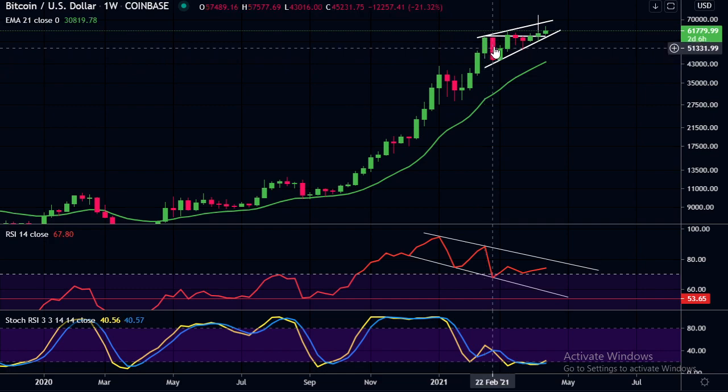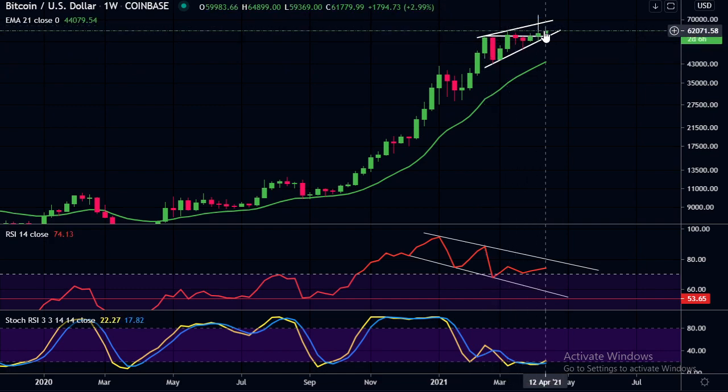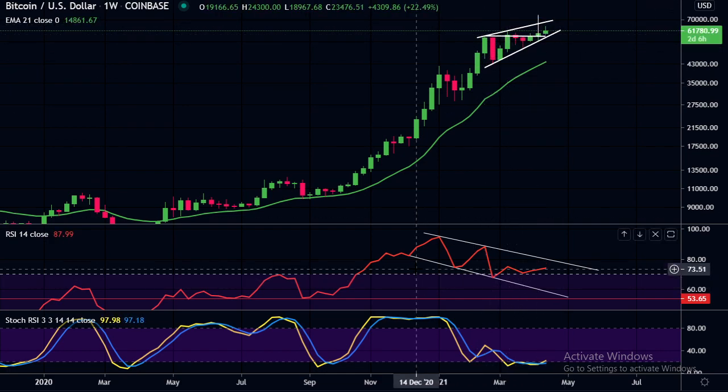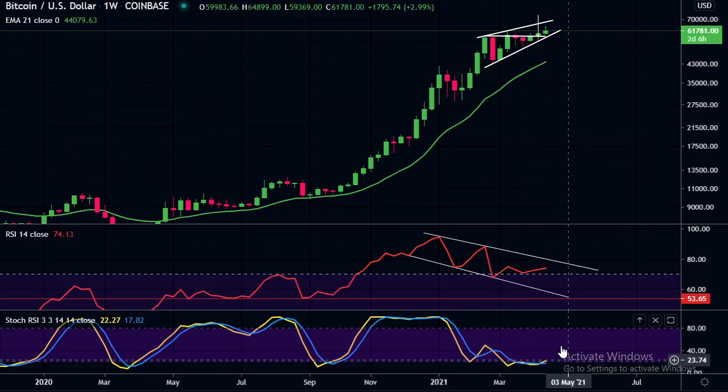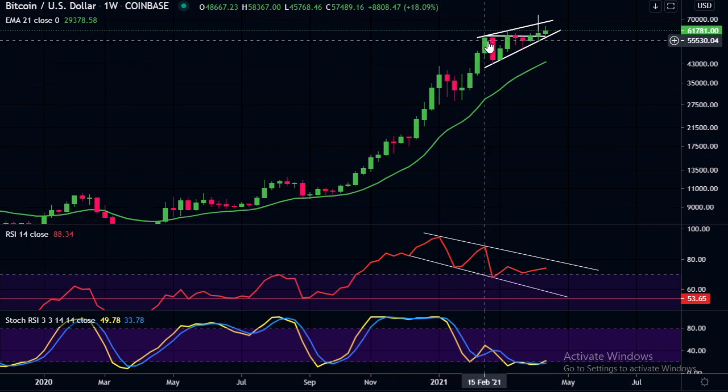So I do think this slowing down on the price action is good for Bitcoin, because it is letting these indicators cool off, ready to load up again for the next parabolic move upwards.